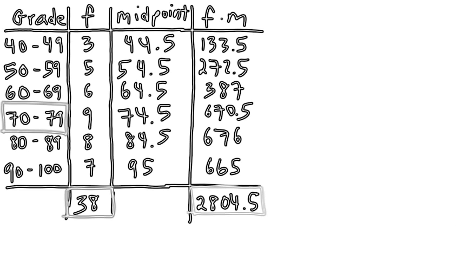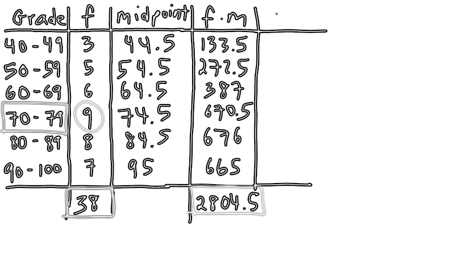What would you say? Now, the mode occurs where the frequency is the highest, and the frequency is the highest in this interval. So the mode exists between 70 and 79. Now, what about the median? In order to figure that out, we need another column. So we're going to call this cumulative frequency.